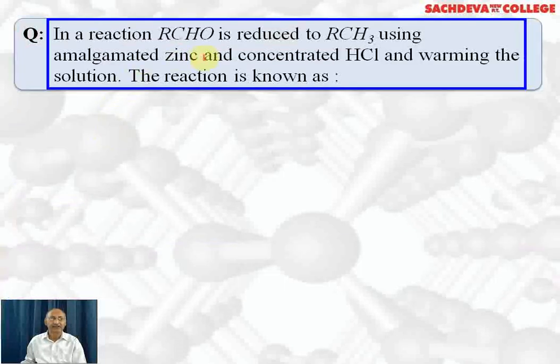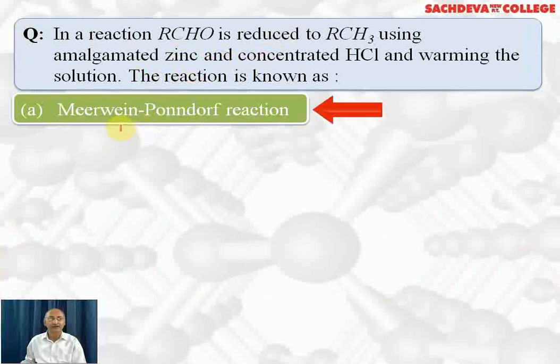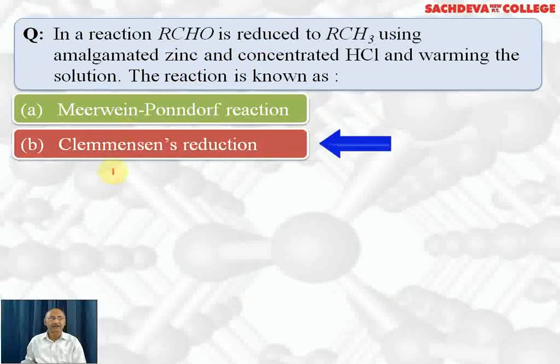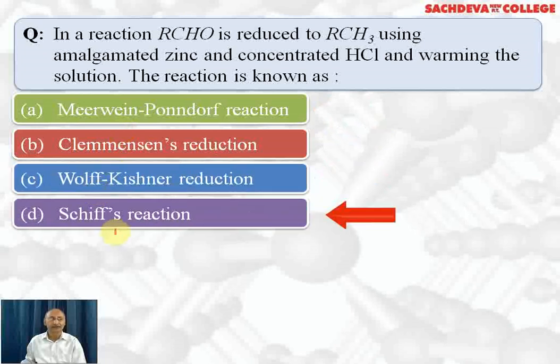Next question, in the reaction RCHO is reduced to RCH3 using amalgamated zinc and conc HCl and warming the solution. The reaction is known as Meerwein-Ponndorf reduction, no. Clemmensen reduction, yes. Wolff-Kishner reduction, no. Schiff's reaction, no. The correct answer is B part. In Clemmensen reduction, we use amalgamated zinc and conc HCl. Aldehydes and ketones are reduced to corresponding alkanes.